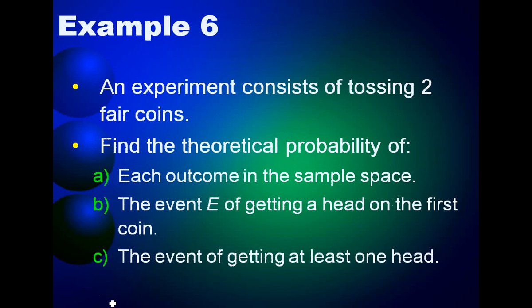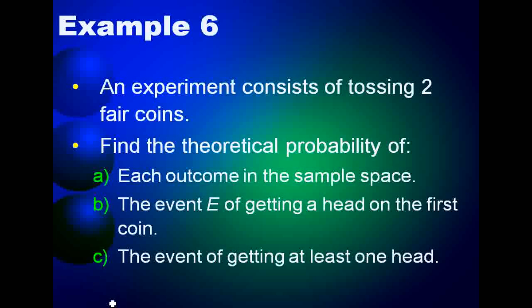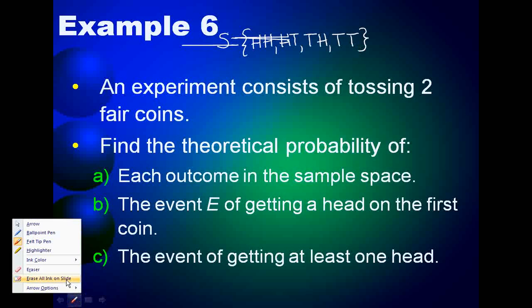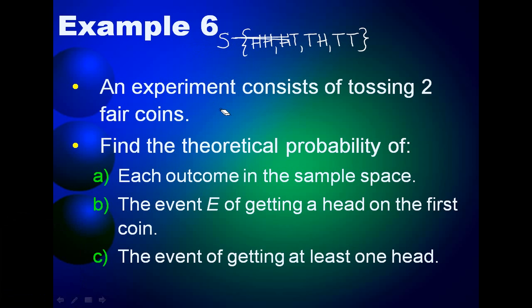So we're tossing 2 fair coins, and we're going to find the theoretical probability of each outcome in the space. So our sample space, 2 coins, we have heads, heads, heads, tails, tails, heads, and tails, tails. And I'm going to go back and clean that up a little bit.